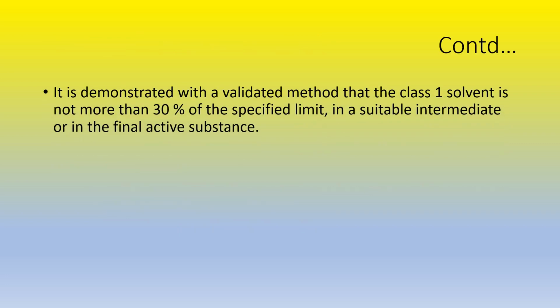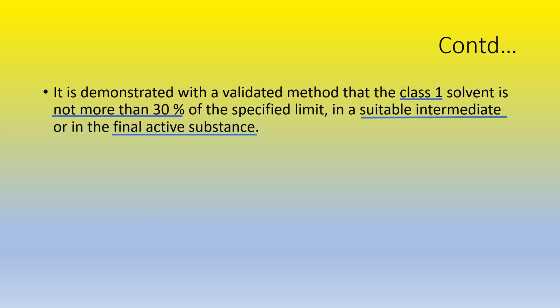It is demonstrated with a validated method that the class 1 solvent is not more than 30% of the specified limit in a suitable intermediate or in the final active substance. Let us understand this point. If the class 1 solvent is less than 30% in a suitable previous intermediate or final product, it is not required to screen for class 1 solvent routinely. For example, in case of benzene, it is not more than 2 ppm.